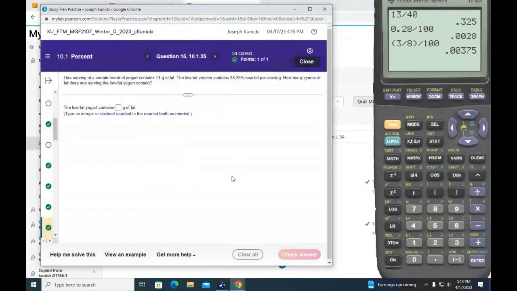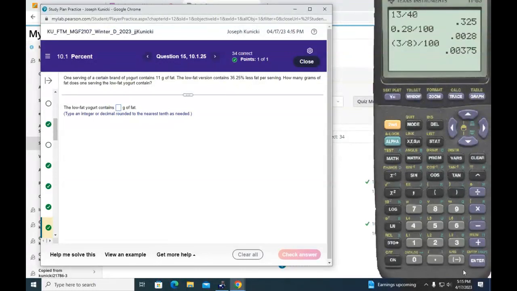Number 25, let's see what 20 is. On a serving of a certain brand of yogurt, it has 11 grams of fat. The low-fat version contains 36.25% less. Now, if you take 36.25% as a decimal times 11, that's how much less it is. But they're asking how much fat is in the low-fat yogurt. So then you have to divide it by the 11, right? Well, you have to subtract it from the 11. Right, that's what I mean.